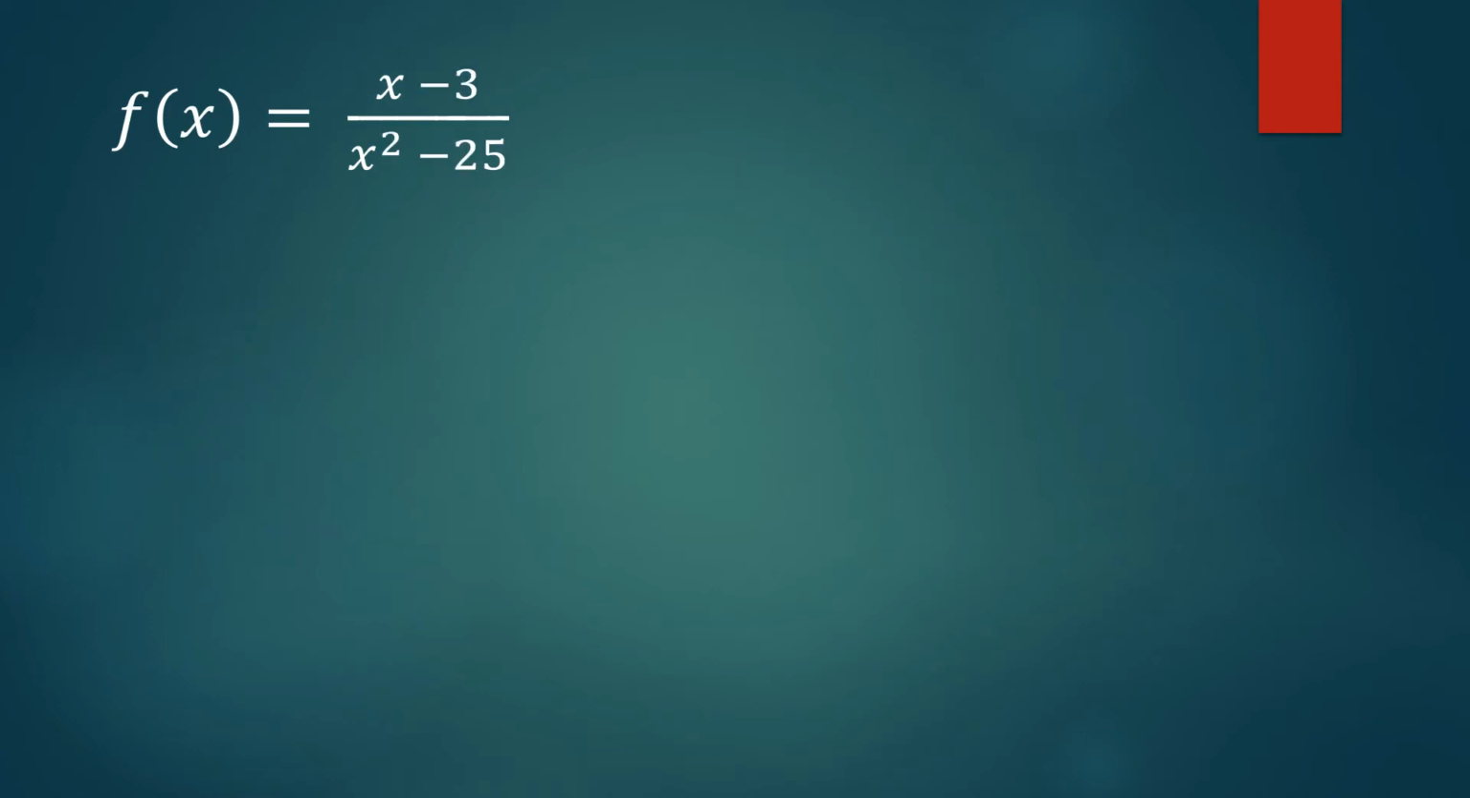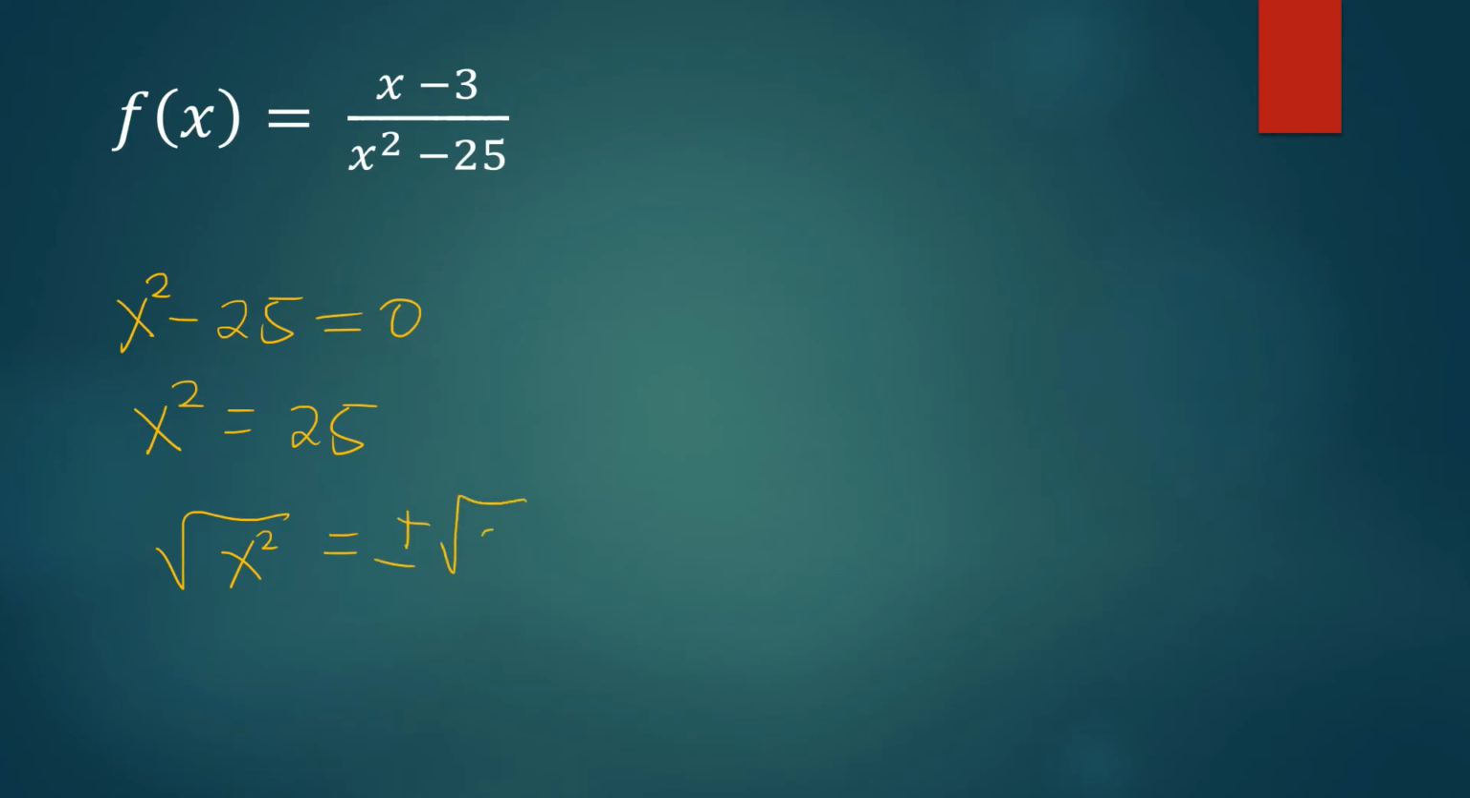Let us have another example. f(x) equals x minus 3 all over x squared minus 25. Getting the vertical asymptote, let us equate the denominator x squared minus 25 to 0. Solving for x, x squared equals positive 25. Then x equals plus or minus the square root of 25, so x equals plus or minus 5. So we have two vertical asymptotes, positive 5 and negative 5.